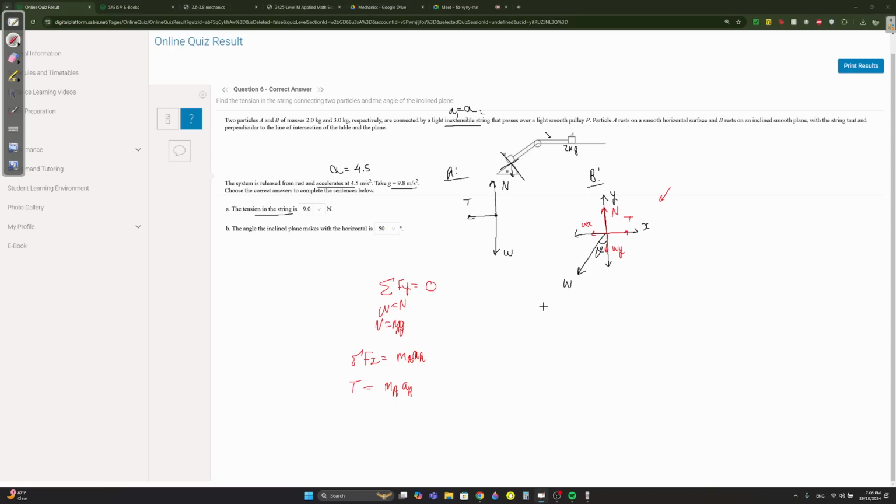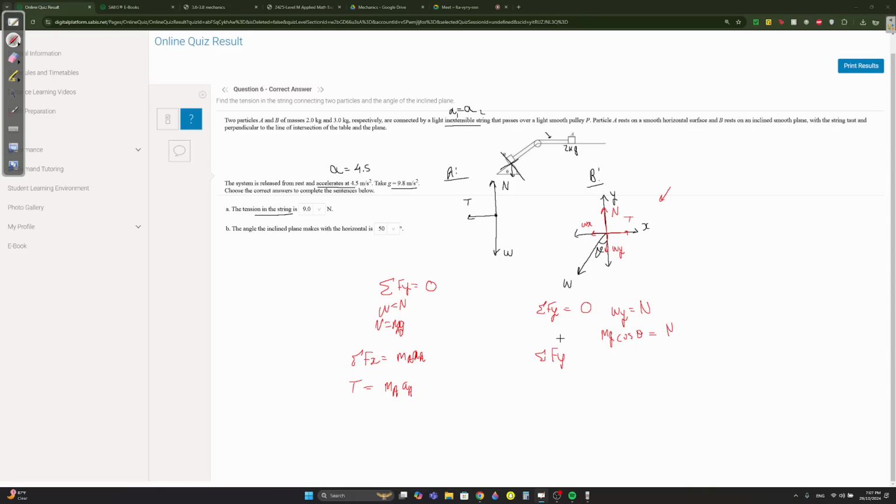How about block B? Sigma Fy. Is it moving up and down? No, again 0. So Wy is equal to N. So W, what is it? It's mg. Wy is going to be cosine, right? Because for inclined planes it's always swapped. So mg cosine theta is equal to N.